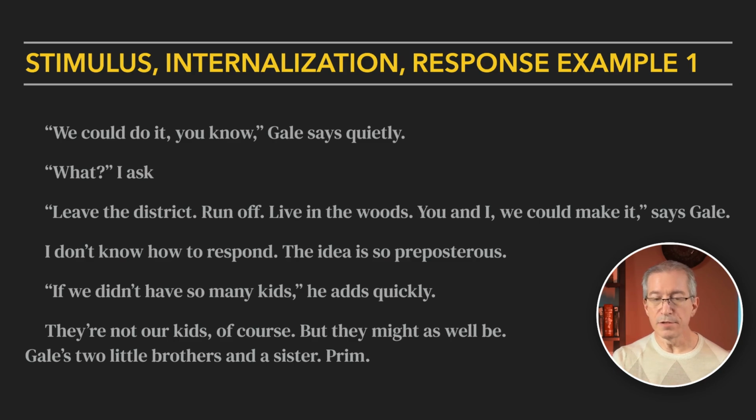And then she says they're not our kids, of course, but they might as well be. His 2 little brothers and Prim. And so also note, this internalization is starting to reveal a lot about Katniss and Gale, in fact, without Collins, the author, really saying so. We get the idea that these 2 young adults, Katniss and Gale, are right on the cusp of making a life together. They're talking about going away together with their sisters and brothers who are like kids for them.